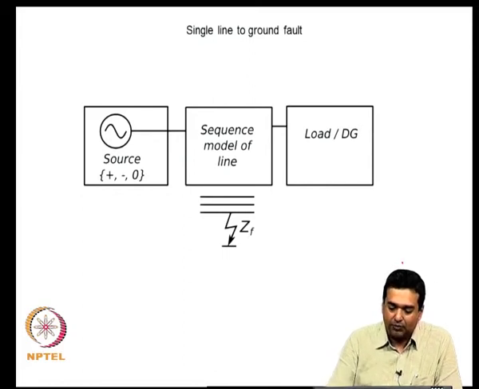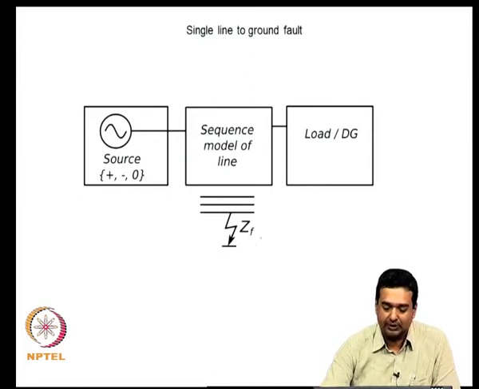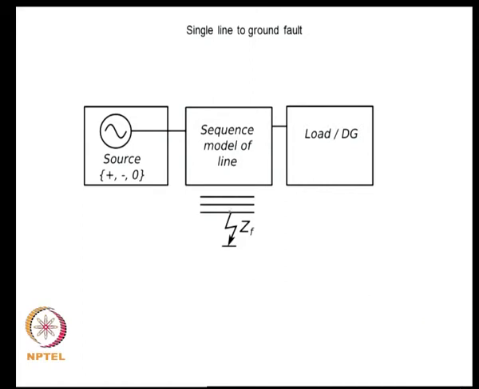So, if you have a fault with fault impedance Zf, you have a voltage on your phase A which is equal to Vf, and you have a corresponding fault current If flowing through the fault. You have no fault currents in phase B and phase C because they are not connected to the ground at the point at which the fault is occurring. So, you can actually model this line by three current sources.